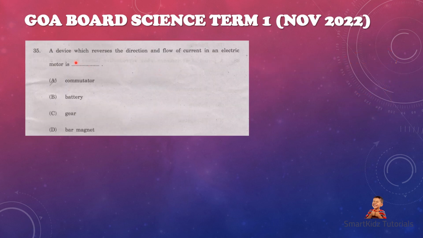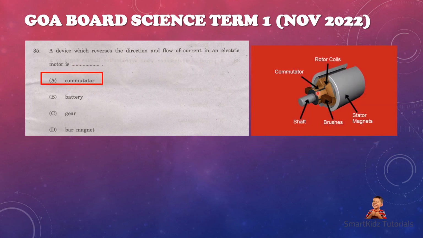35th, a device which reverses the direction of flow of current in an electric motor is a commutator. You have your commutator here, and that is known to reverse the direction of flow of current in an electric motor.